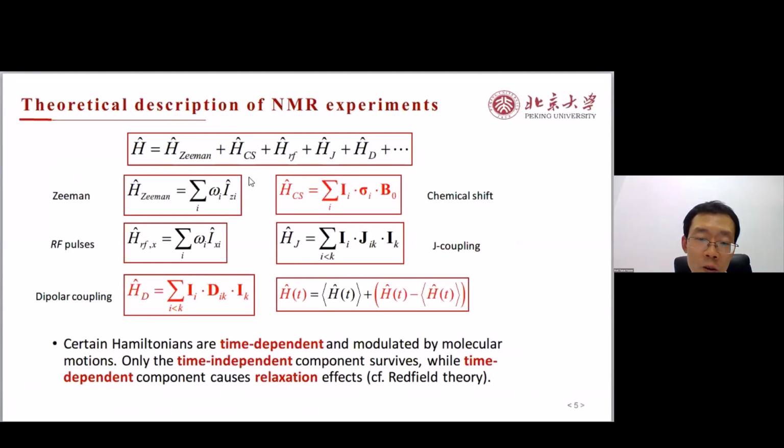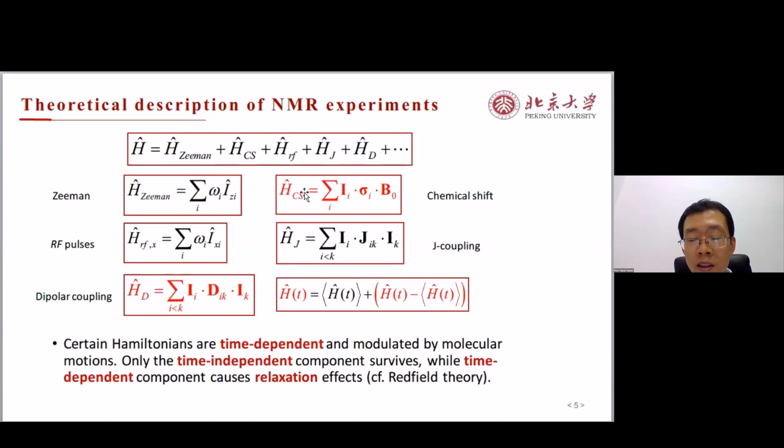So first, let's look at this Hamiltonian. As I mentioned, the Hamiltonian represents the energy of the whole system. So usually it contains several terms, like the Zeeman term. The Zeeman term comes from the energy due to the static magnetic field. Also, there's the chemical shift Hamiltonian, which describes the local chemical environment of the spin. The radio frequency pulses also have their own Hamiltonian. Also, it has J coupling, dipolar coupling, and also other terms.